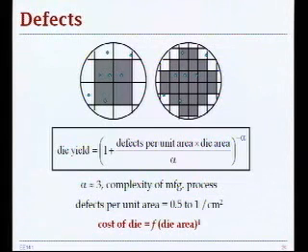It's given by this relationship here: the die yield depends on the number of defects per unit area times the die area, divided by this complexity parameter, to the negative alpha. And a typical number for this complexity of the manufacturing process is about 3.